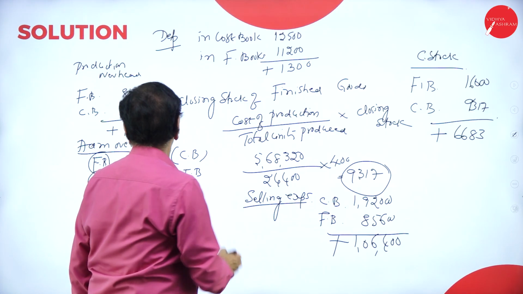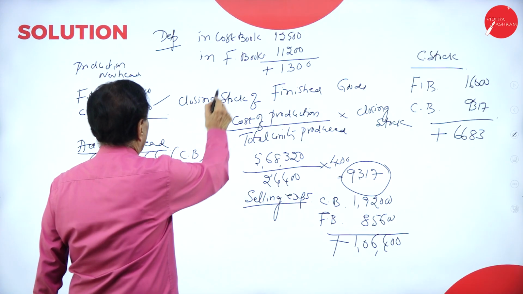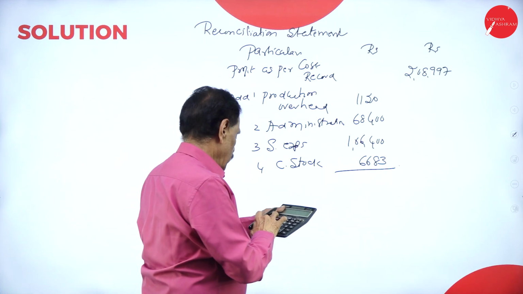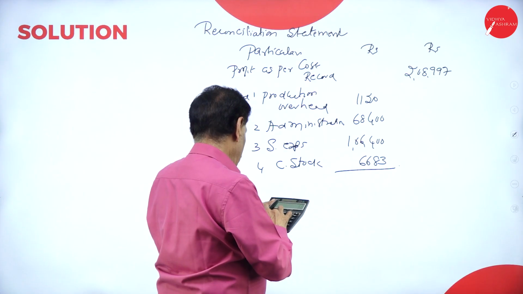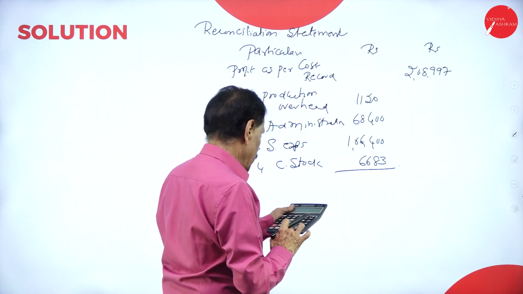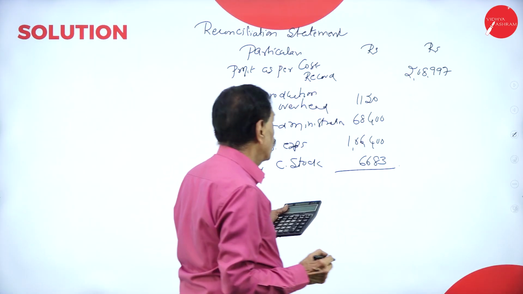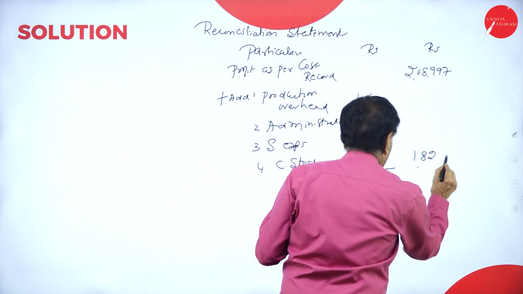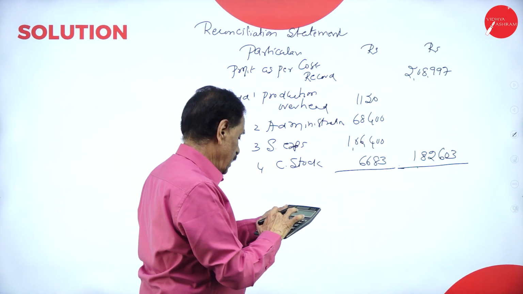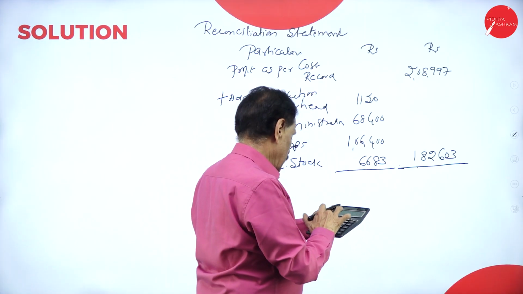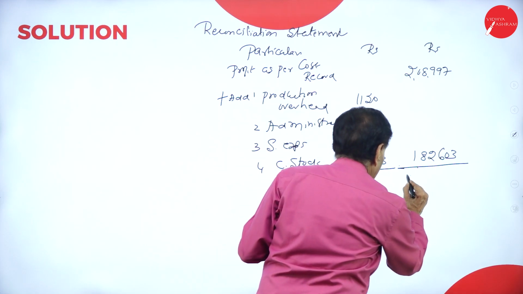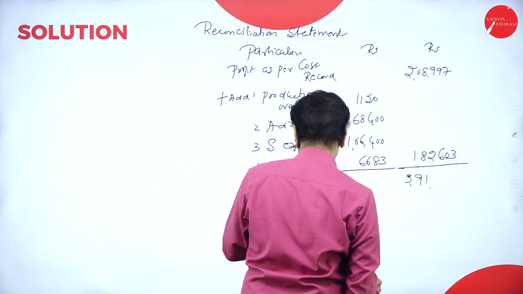Anything more? Depreciation, closing stock, cost of product. 1,120 plus 68,400 plus 1,06,400 plus 6,683 comes to 1,82,603. 2,08,997 plus 1,82,603 is 3,91,600.